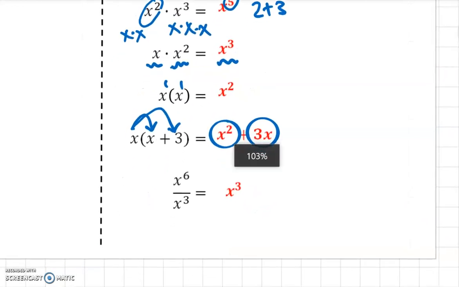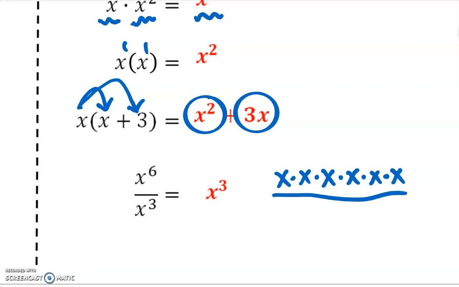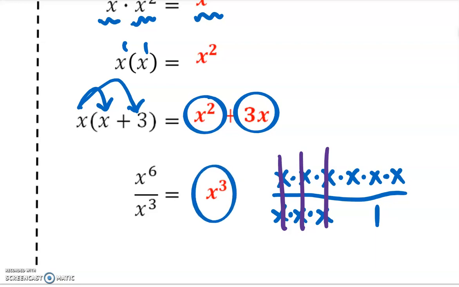And a little division rule here when we're dividing powers, right? X to the 6th power simply means x times x 6 times, divided by x times x times x 3 times, which means 3 of them can cancel, leaving us with x to the 3rd power over 1, or just x to the 3rd power. The shortcut here is we can just subtract the exponents. 6 minus 3 is 3.